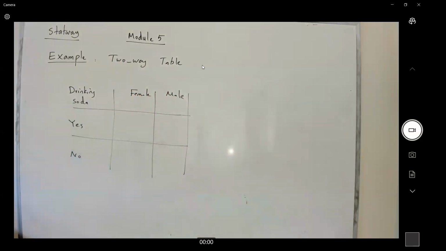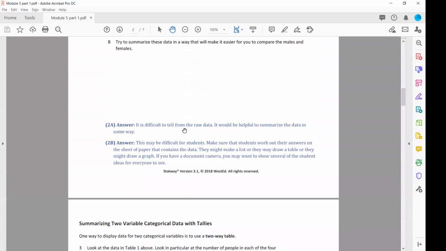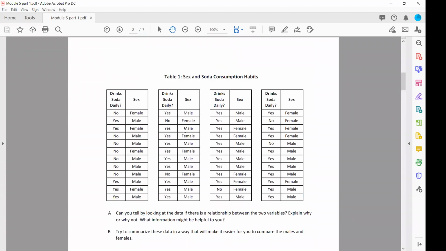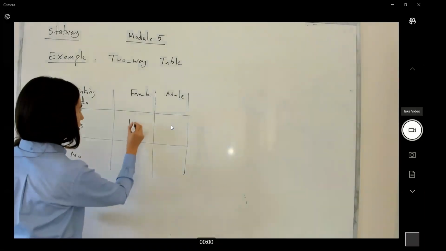Let's take a look at our table. We need to count all of them. So drinking soda, female and yes. 1, 2, 3, 4, 5, 6, 7, 8, 9, 10, 11, and 12. It seems like the first block has 12.